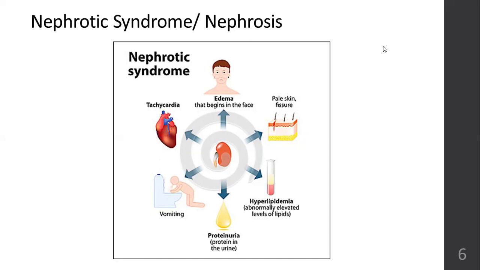So signs and symptoms here, you will find tachycardia, that is, heartbeat increases, edema all over the face as well as on the body, pale skin, and fissures will be there, abnormal openings and cuts on the body, severe vomiting, protein in urine, too much lipid in the blood, abnormally elevated cholesterol or lipid levels in the blood. And hematuria will also be there, blood in urine. All the signs and symptoms of glomerulonephritis are found here as well.